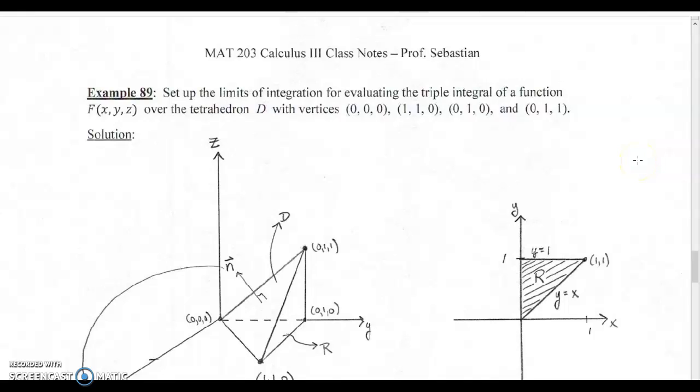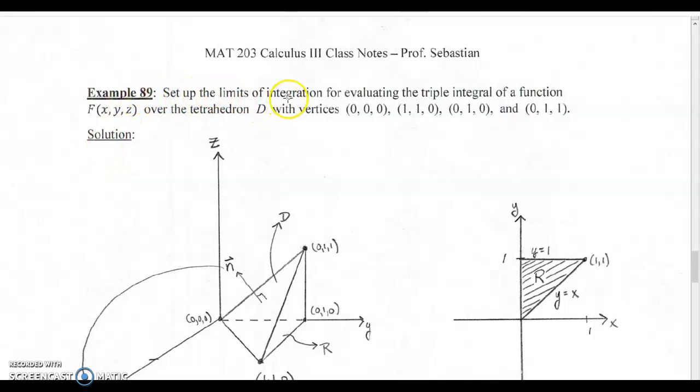Okay, everyone, welcome back to our Calculus 3 class notes. We're now on page 100 in section 15.5, and we're going to look at example 89. So remember, we're working on triple integrals. We've just been introduced to triple integrals over rectangular coordinates.